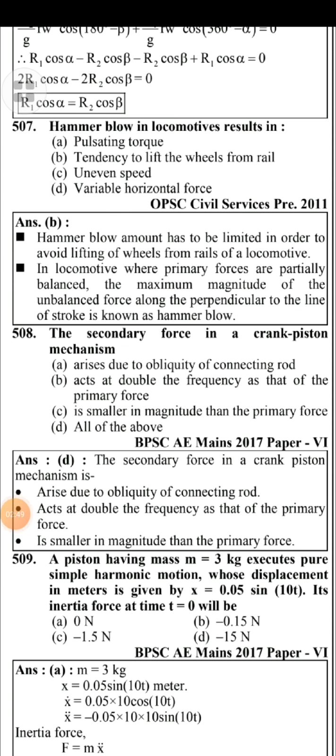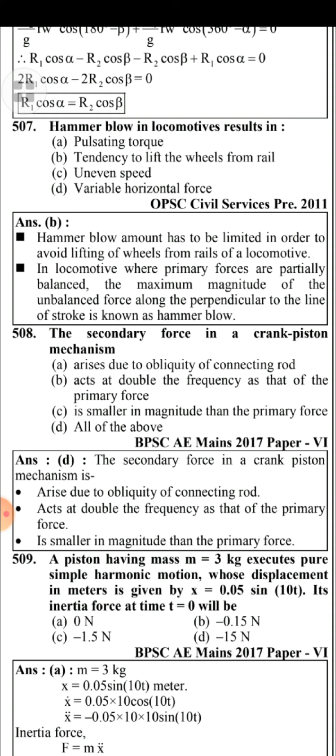Hammer blow in a locomotive results in a tendency to lift the wheels from the rail. Hammer blow has to be limited in order to avoid the lifting of the wheel from the rail. In a locomotive where the primary forces are partially balanced, the maximum magnitude of the unbalanced force along the perpendicular to the line of stroke is known as hammer blow.